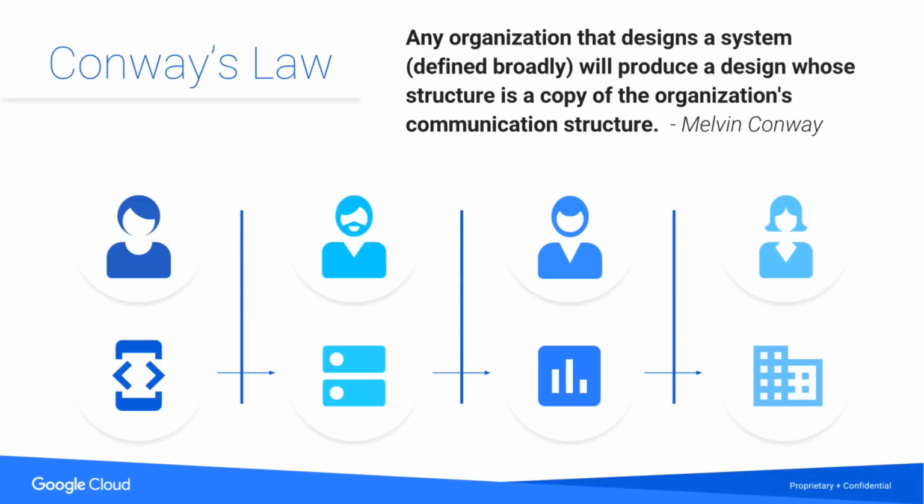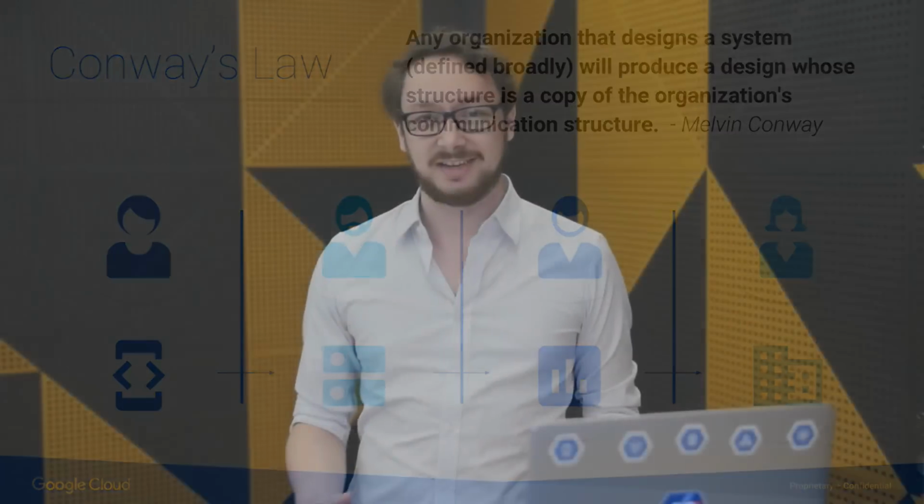Any organization that designs a system, defined broadly, will produce a design whose structure is a copy of the organization's communication structure. In that paper, he outlined an example where an organization with 4 teams was tasked with building a compiler. And so they ended up building a 4-pass compiler. And this is something that has been shown empirically to be true, that you'll see this a lot.